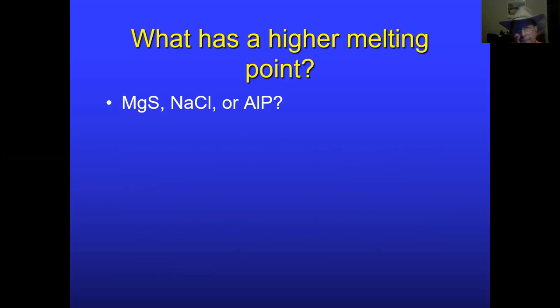So guys, what do you think has a higher melting point? MgS, NaCl, or AlP? These are all in the third shell. So if they're in the third shell, the radiuses of these are minor.